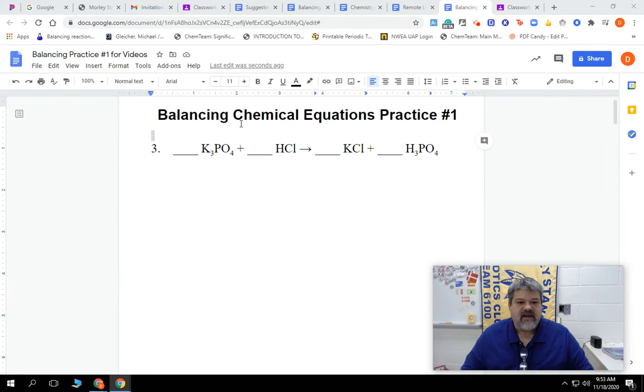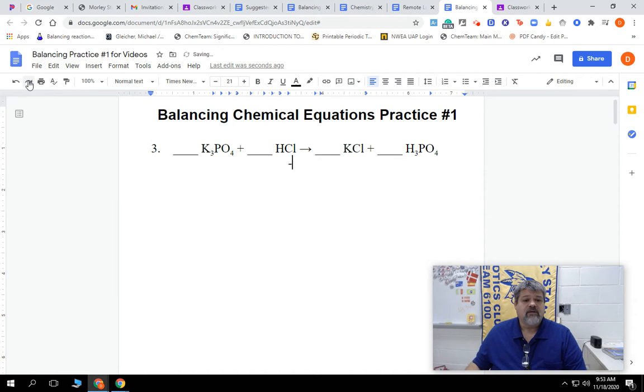We're on to balancing chemical equations, practice number 2, problem number 3. So how are we going to do this? We're going to do this the same way we did all the rest of them. There is a little bit different with this one compared to the other ones because of our polyatomic ion. And we're going to give you a little trick with that polyatomic ion.